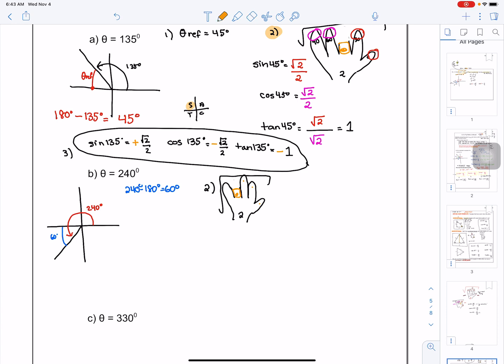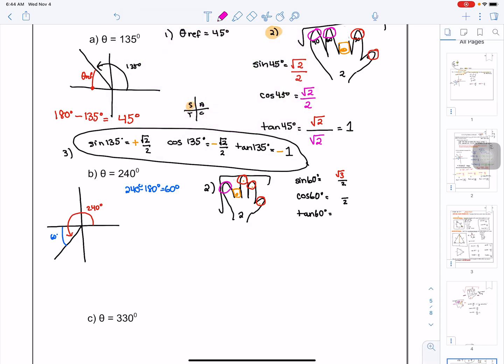So we have to write the sine, cosine, and tan of my reference angle. So sine 60, cos 60, tan 60. So let's look at all of them. The sine and the cosine will have the 2 that's on my palm. So let's look at the sine. I have 1, 2, 3 fingers. So I would put a root 3 over 2.